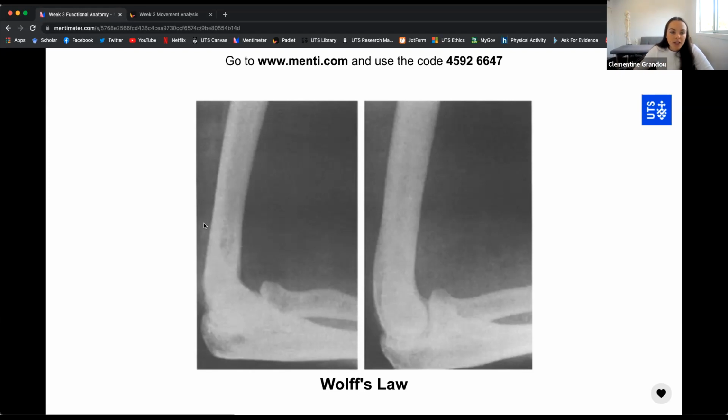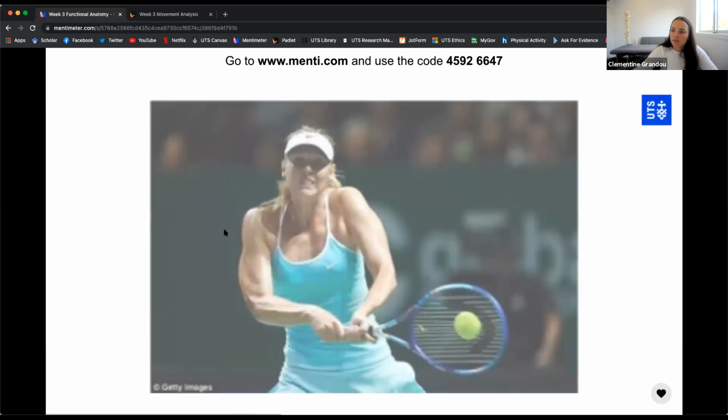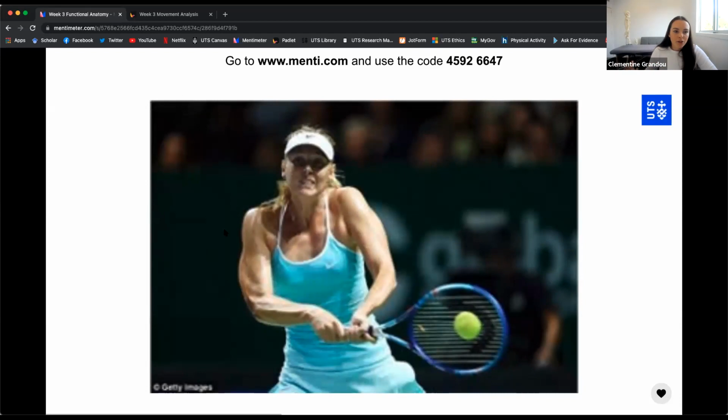Now, we often see examples of Wolff's Law in sports where there's a unilateral component. Maybe there's a dominant arm, or if you're a rower and you just row to one side, anything where there's some sort of unilateral component to a sport, we tend to see this phenomenon where one arm will grow bigger and develop because it's responding to the stress, and the other arm will just stay a more normal size, I guess. So what we tend to see in tennis players is they have one really big, strong, dominant arm.